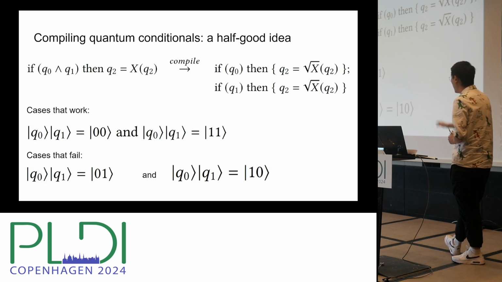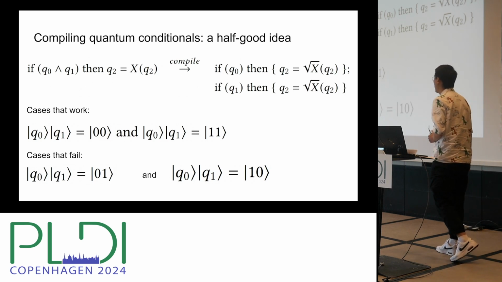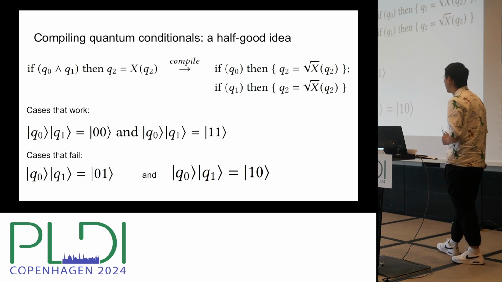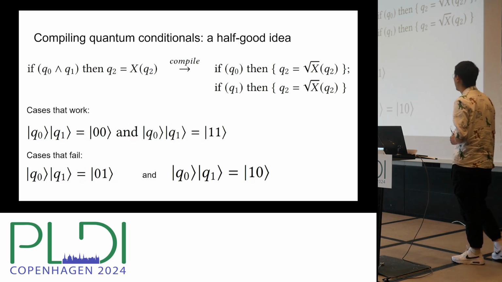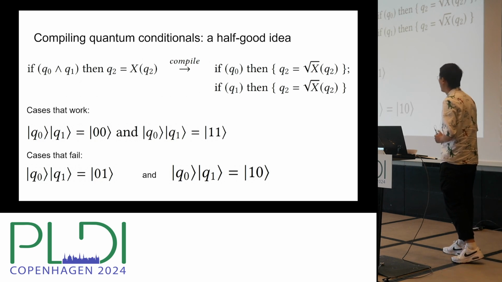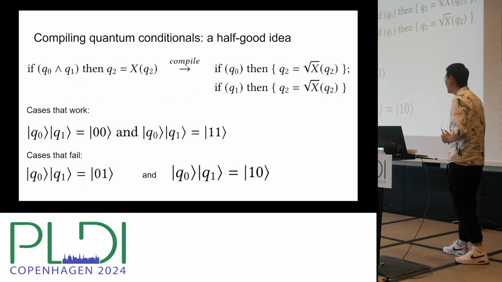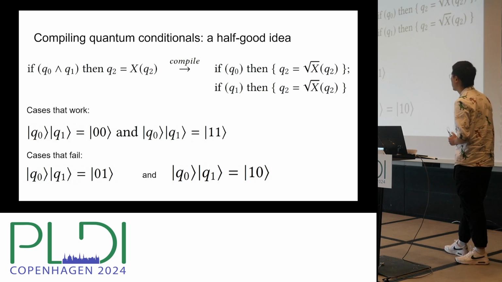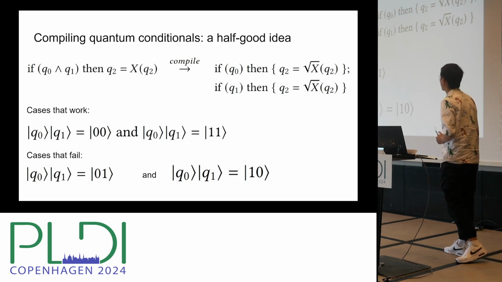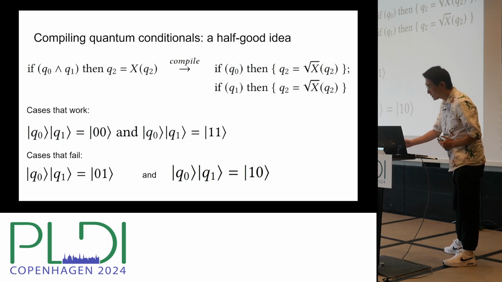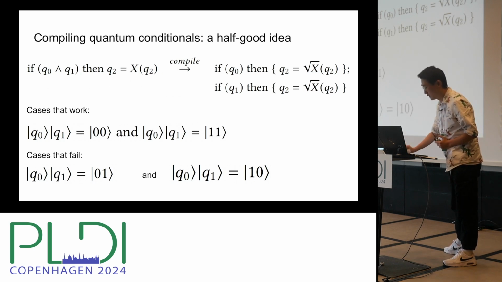However, if Q0 is equal to 0 and Q1 equal to 1, or if Q0 equal to 1 and Q1 equal to 0, our compiled code doesn't work. For these 2 cases, if only one of them is 1, we actually want to do nothing on Q2. So our next step is to hack this code a little bit.